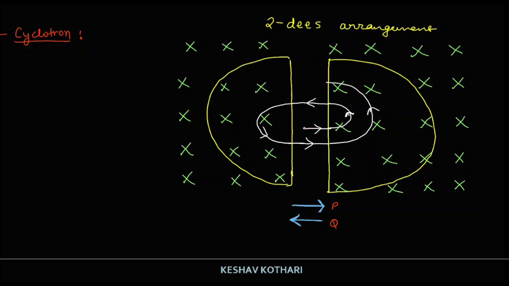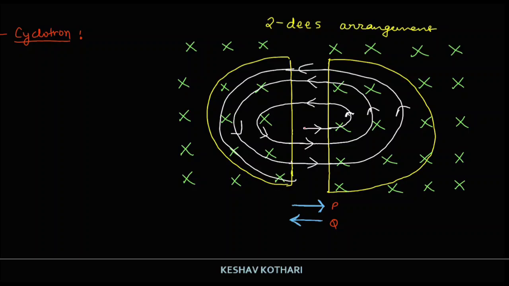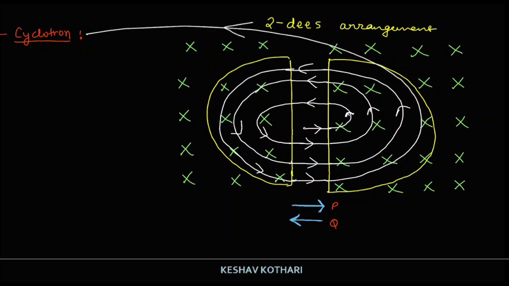Again it will enter a region of electric field which is switched in the direction of Q, which will again accelerate it, and this process will continue till this charge attains a very high velocity, and eventually this charge will move out of the cyclotron. So there will be an exit port. The port is decided as per the need. So it will come out with a certain value of velocity.